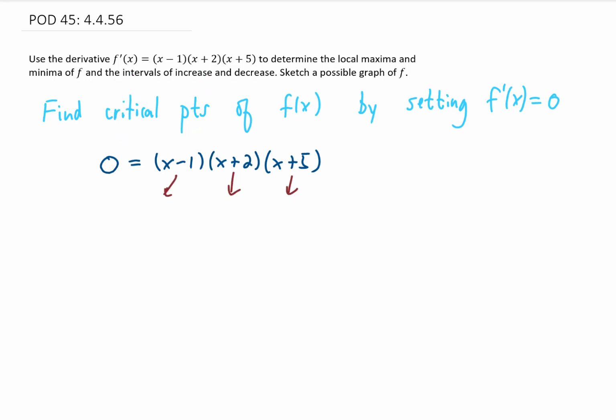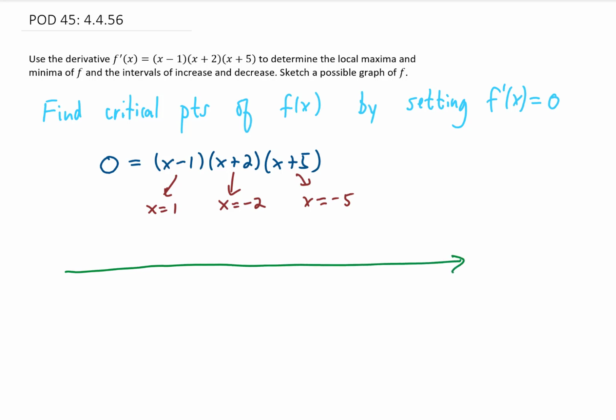We set x minus 1 equal to 0, and that gives us a critical point of x equals 1. The second term then gives us a critical point of x equals negative 2, and the third term gives us a critical point of x equals negative 5. Okay, so we have 3 critical points. Let's draw our number line.